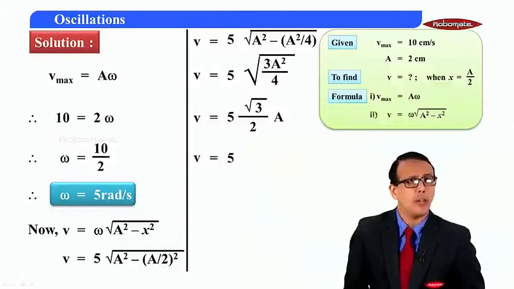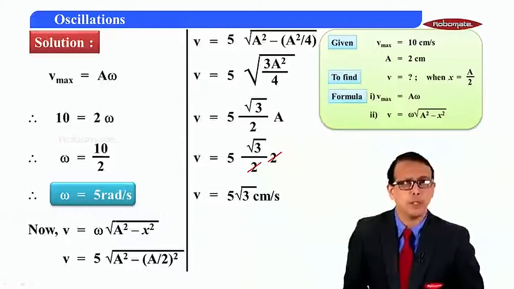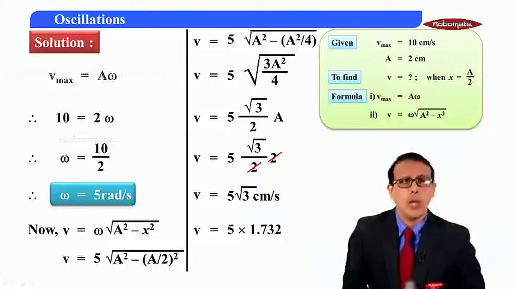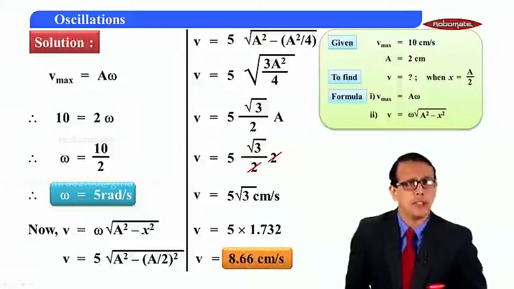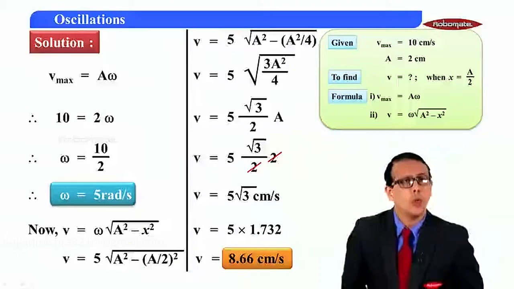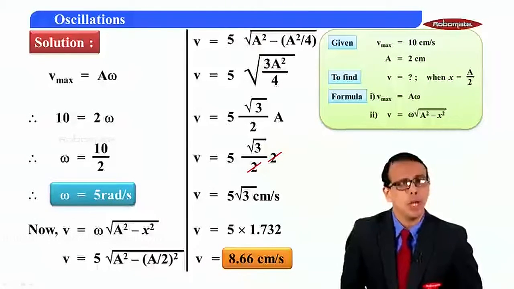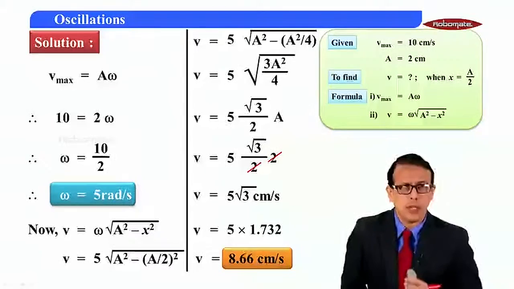Now we'll substitute the value of A as 2, and I can write the next step as 5 into root 3 by 2 into 2. I will cancel 2, and the next step becomes v is equal to 5 root 3 centimeters per second. We know root 3 is 1.732, therefore v becomes 5 into 1.732, and this multiplication is 8.66 centimeters per second. So the final answer is the velocity is 8.66 centimeters per second when the particle is midway between mean and extreme position. That's all in this module, students. See you in the next one.